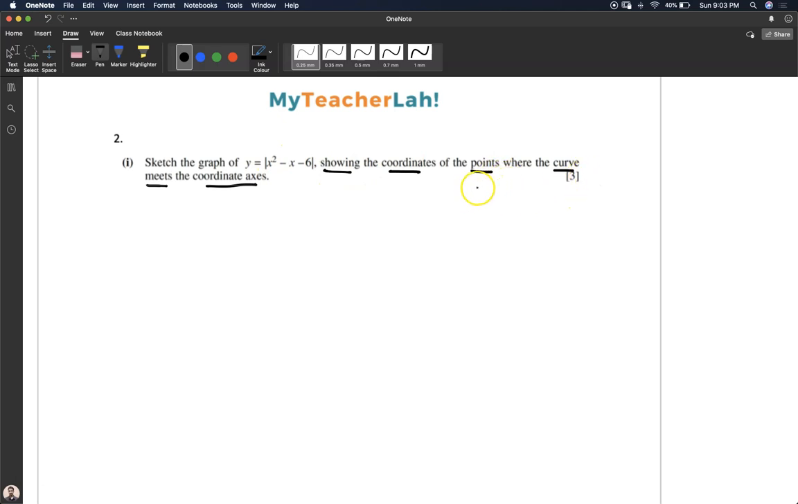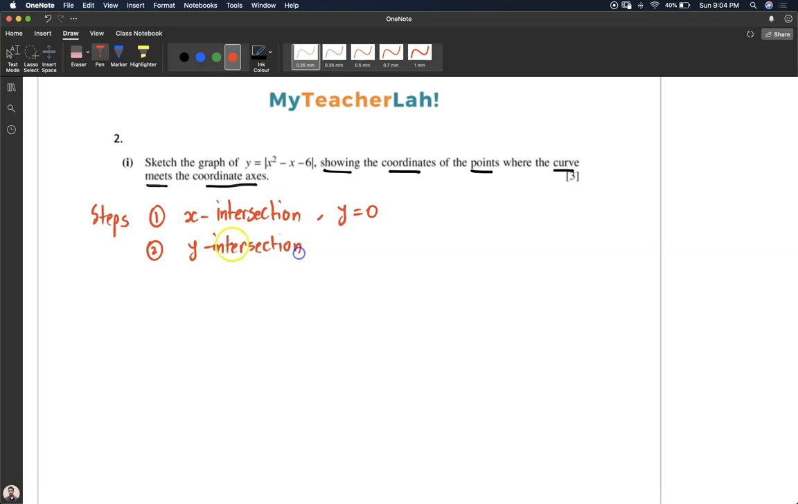And of course, you must have the right shape of the graph. So let me break this down into steps first. So the steps that you need to take in order for you to sketch most of the graphs is this. So step number 1 is to get your x-intersection. I mean, you can do this following whichever steps that you like first. So x-intersection means y equals 0. And the next one would be y-intersection.